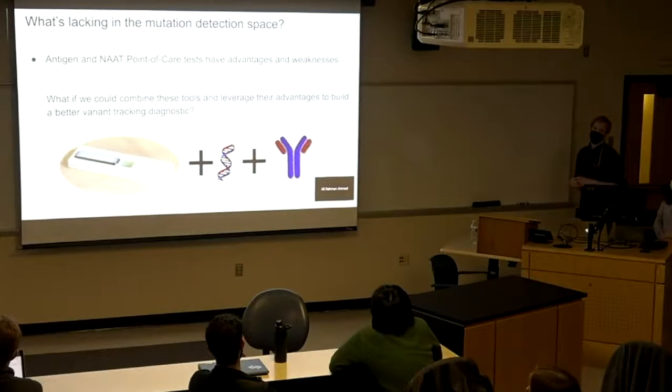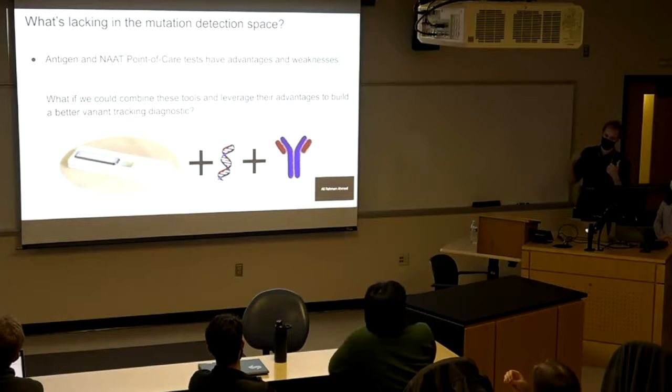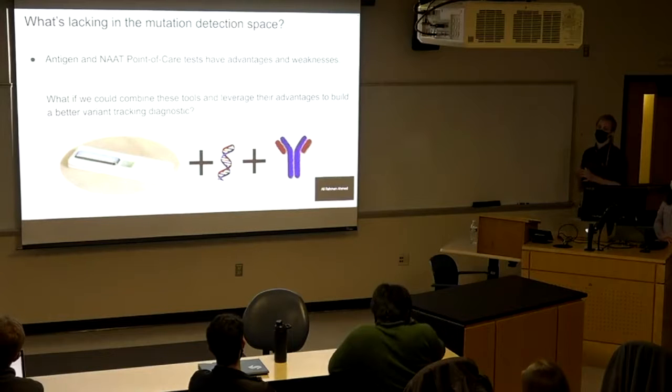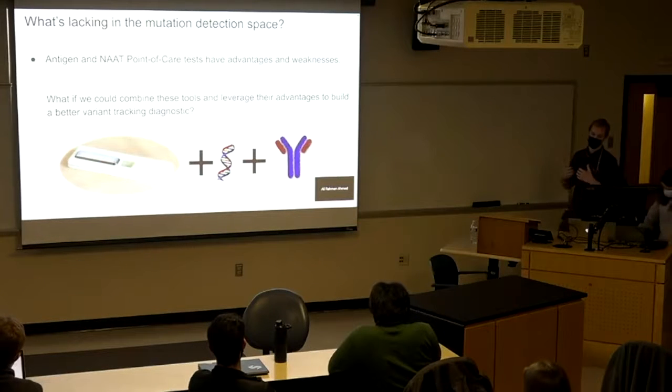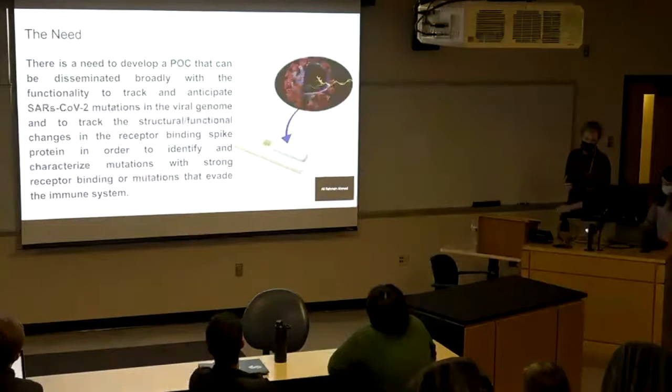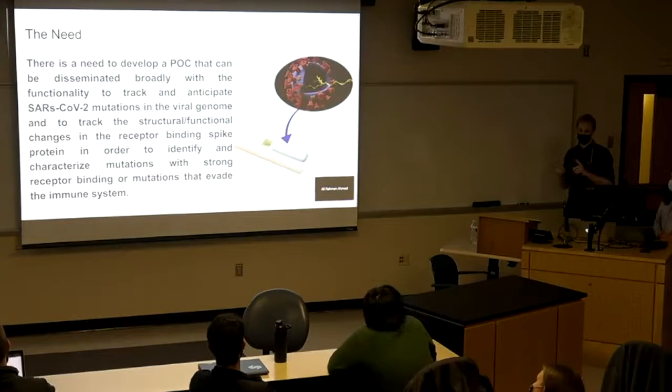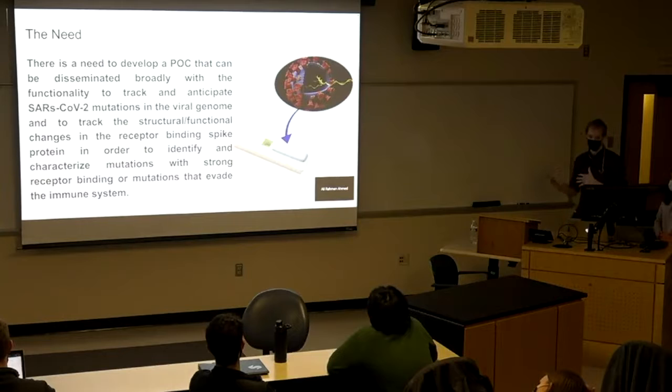So basically, what we want you to take away is antigen tests and nucleic acid amplification tests for point-of-care diagnostics have advantages and weaknesses. But what if we can combine both of these tools and leverage their advantages to build a better variant tracking diagnostic? So we came up with a need from all this information that there is a need to develop a point-of-care diagnostic that can be disseminated broadly with the functionality to test and anticipate the SARS-CoV-2 mutations in the viral genome and to track the structural and functional changes in the receptor binding spike protein in order to identify and characterize mutations with strong receptor binding or mutations that evade the immune system.